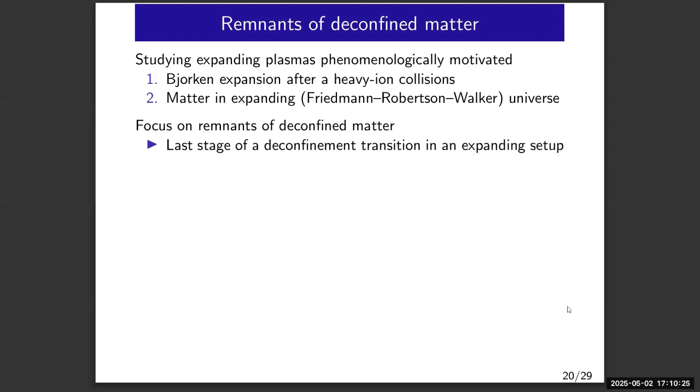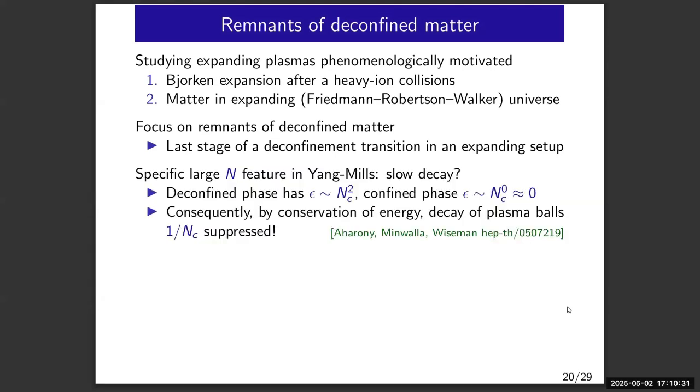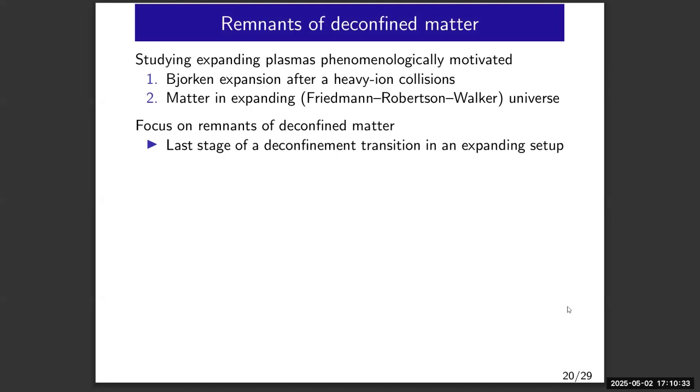So studying expanding plasmas is phenomenologically motivated. There is the expansion after heavy ion collisions, or matter expanding in the universe. And we use this Friedmann setup to describe this. What we focus on are these remnants of deconfined matter. This is the last stage of a deconfinement transition in an expanding setup, where most of the space is already in the confined phase, but you have some remaining parts still in the deconfined phase.